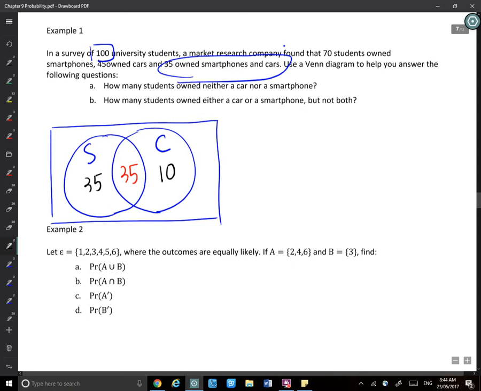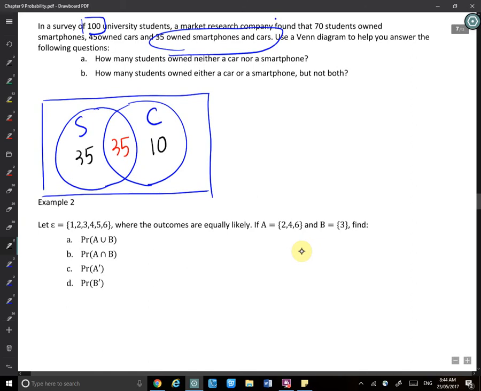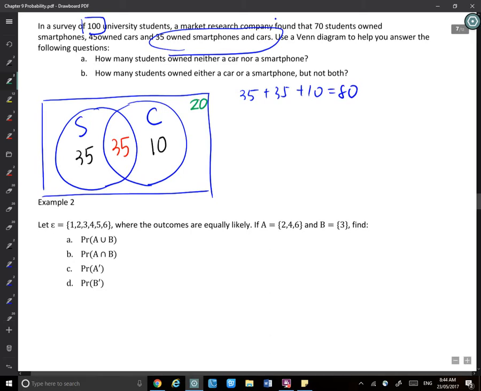But this is not complete because I don't have the outside part, the S dash intersects C dash. So I will have 35 plus 35 plus 10 equals 80. You have 100 in total. Therefore, outside will be 20. Outside, no smartphone or car. So you have 20 outside.